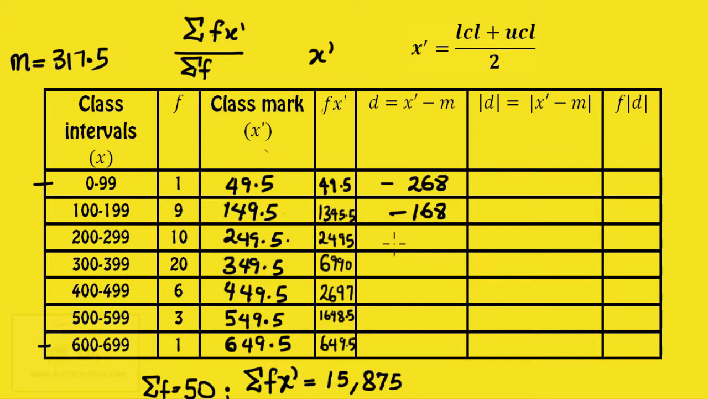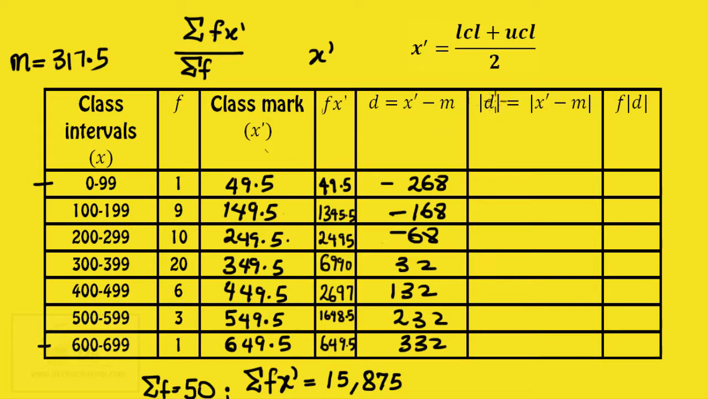So I'm just going to fill out the remaining columns, simply subtracting the mean from each class mark. So 249.5 minus the mean gives minus 68. 349.5 minus the mean gives 32. 449.5 minus the mean gives 132. 549.5 minus the mean gives 232, and 649.5 minus the mean gives 332.